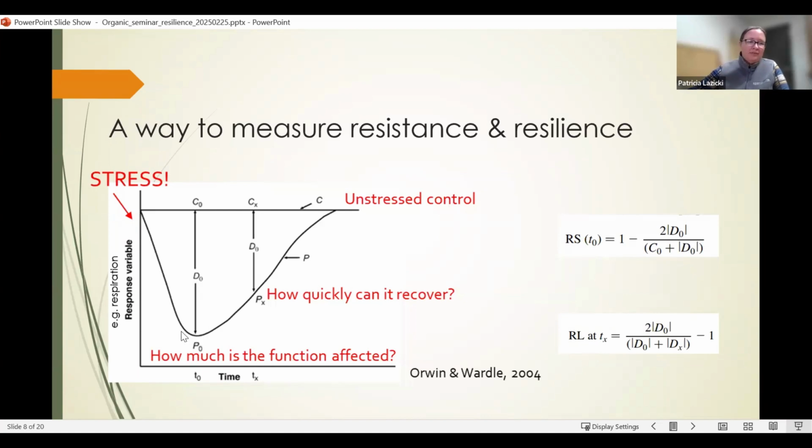So you measure some kind of function, for example, let's say soil respiration. At the maximum stress, so how different the stress is from the control, we call that resistance. How far does it go when you poke it? And then you take away the stress. You bring it back to unstressed conditions, and then you measure your function over time to see how quickly it starts to look like the control again. So this has its issues. It's one way of measuring resilience.